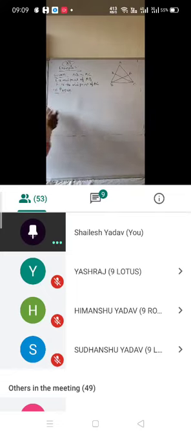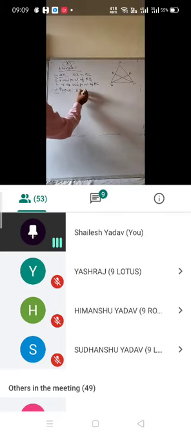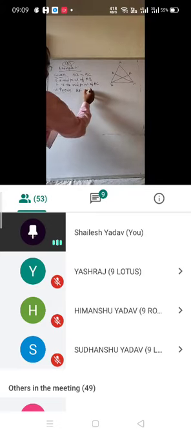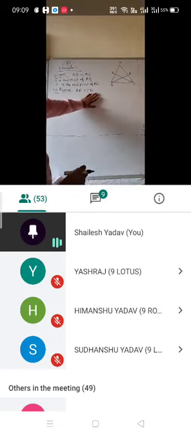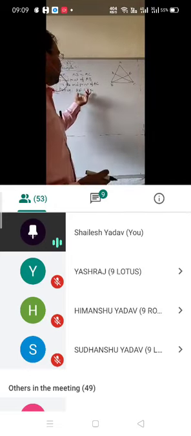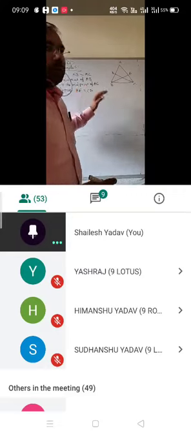In the question, you need to prove that BF equal to CE. That you need to prove, BF equal to CE. So students, if you are going to prove these two sides equal, then what will you do?